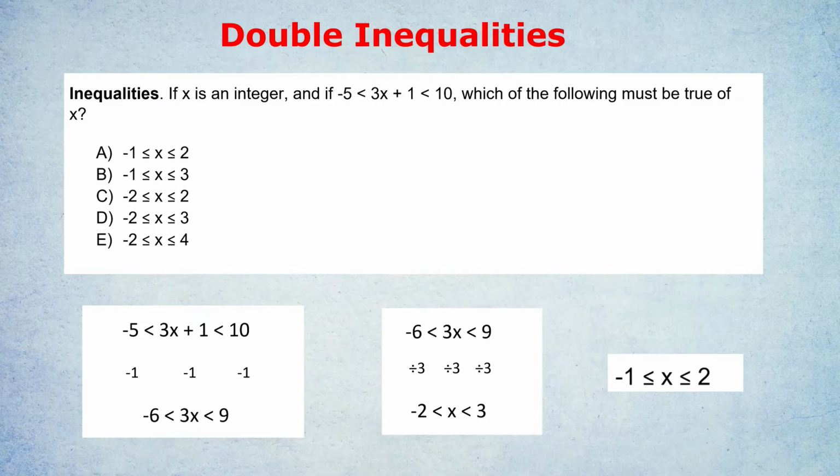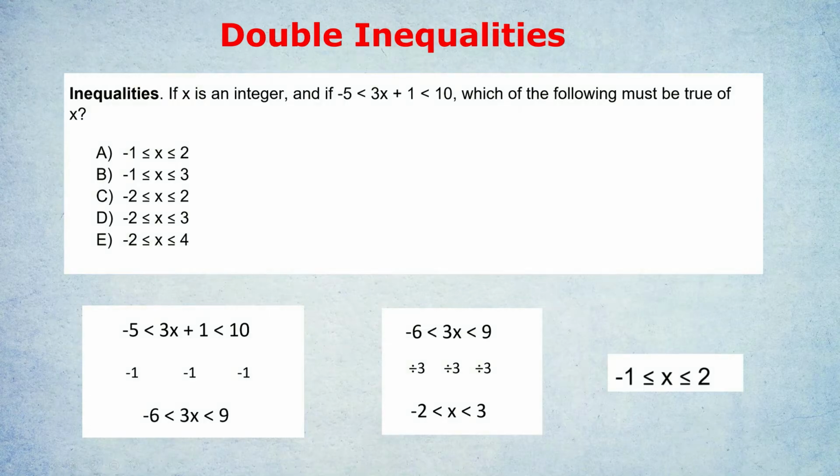Double inequalities. This comes from my GMAT guide. If x is an integer, and if -5 is less than 3x plus 1, which is less than 10, which of the following must be true of x? And here's the secret that you can see on the screen about double inequalities. You can solve them like normal equations, as long as you remember to do the same thing to all 3 parts of the inequality. We have an annoying +1 in the middle here, so to get rid of it, you can take away 1 from all 3 corners of the inequality.